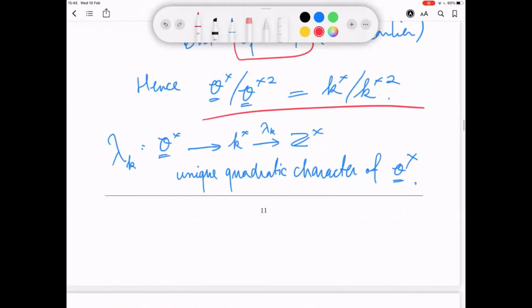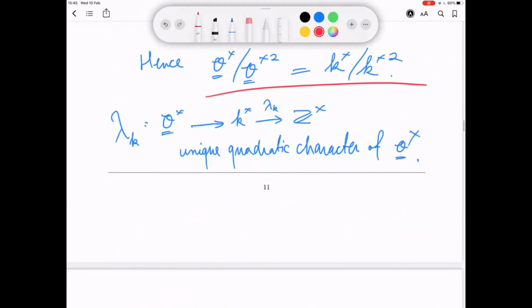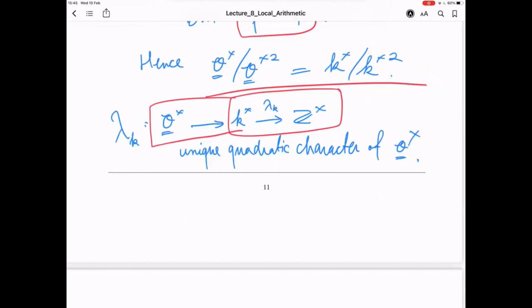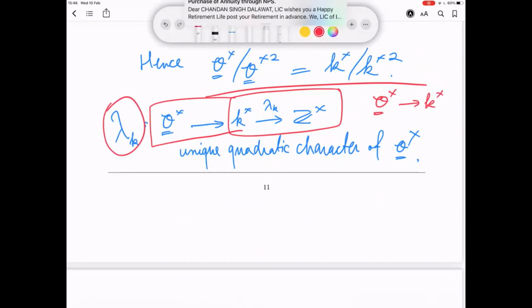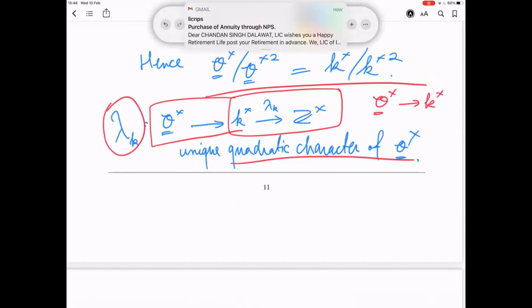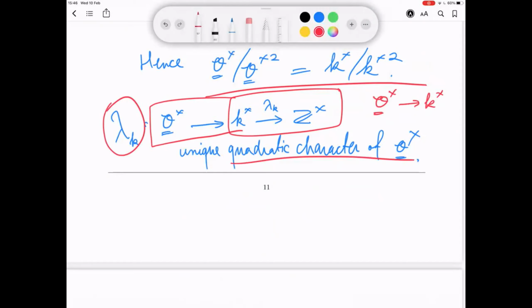Now, in any case, I have this quadratic character lambda k of K star. So I can view it as a quadratic character of O star because I have this map. You have a map from O star to K star, and therefore you can view this lambda k as a quadratic character of O star as well.